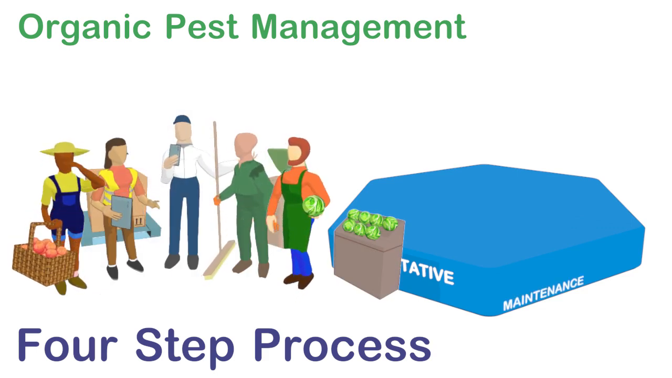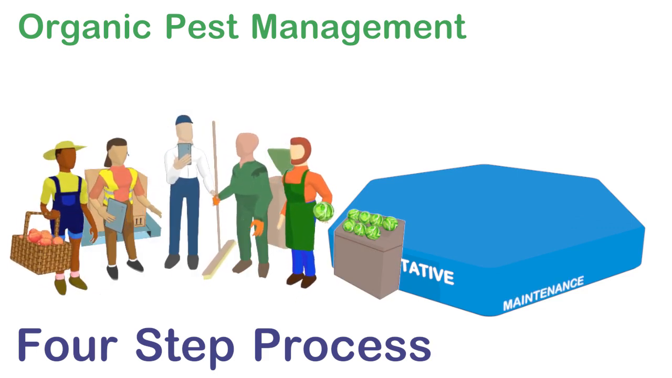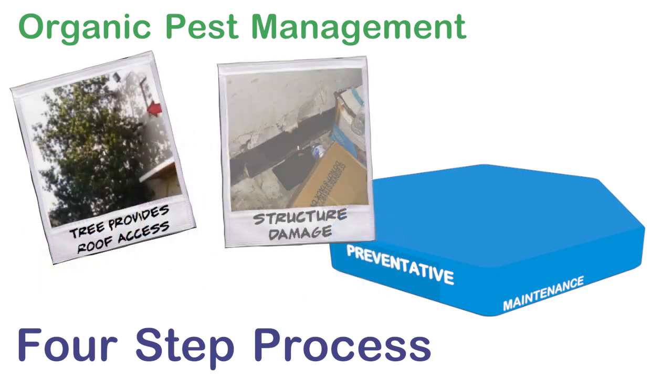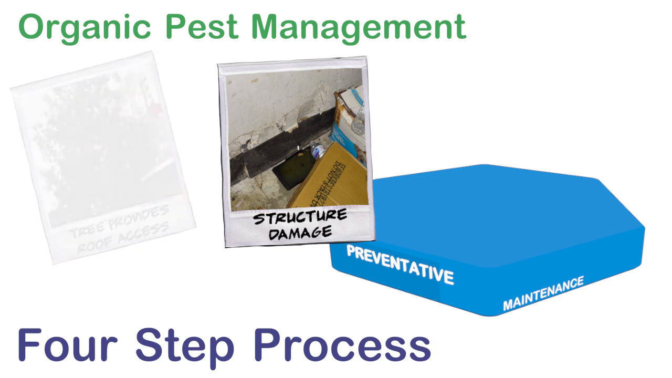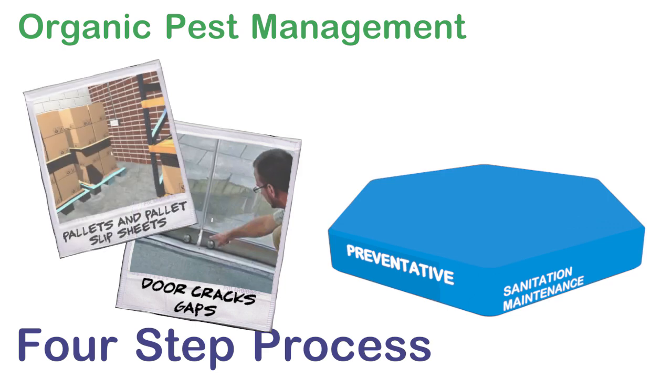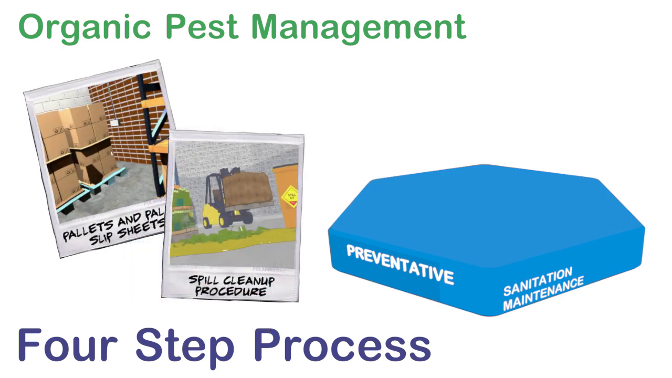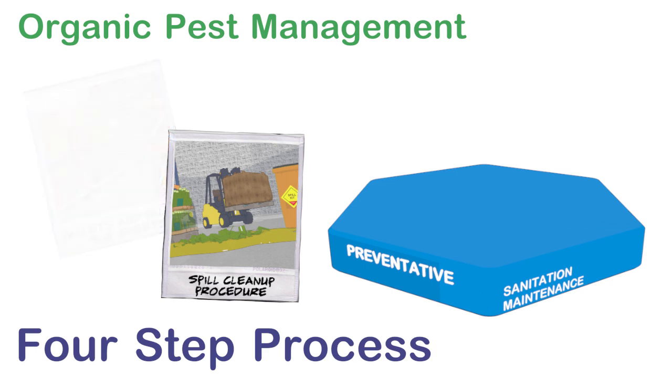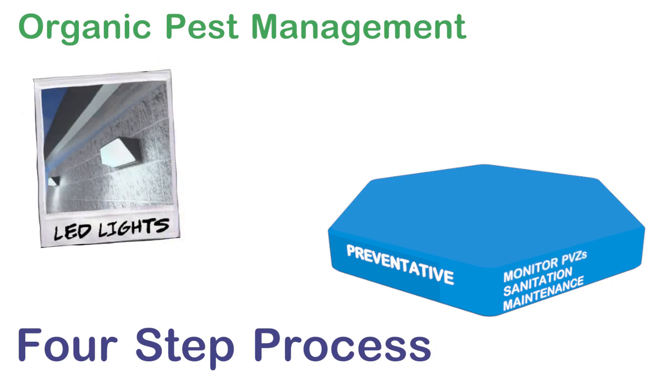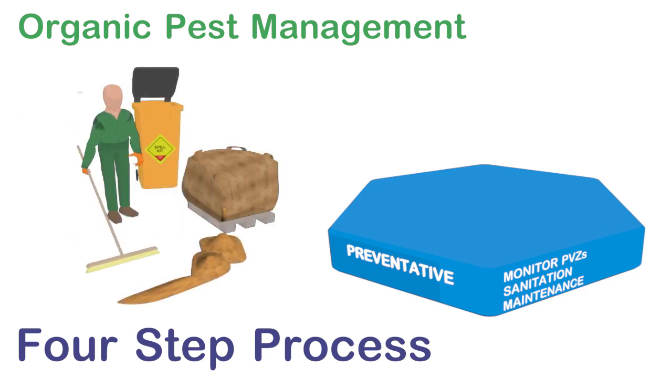The pest management professional should work with the client to promote a facility maintenance plan that includes trimming back overgrown vegetation that can allow pest access, sealing up cracks in walls, windows, and doors, keeping exterior windows and doors closed, using slip sheets and pallets under stored products in warehouse areas, having a documented spill cleanup procedure, and using sodium vapor lights and LED lights that are less attractive to flying insects.